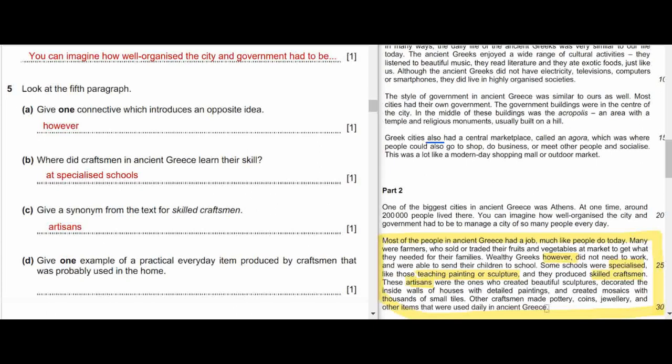So, are you done with your answer? One example of a practical everyday item produced by craftsmen that was probably used in the home. We skim the answer from the next line. Practical everyday item, an everyday item used at home. It will be pottery. So pottery will be here. So let's put the answer. We are done with the answer. Pottery. Next, let's move on.